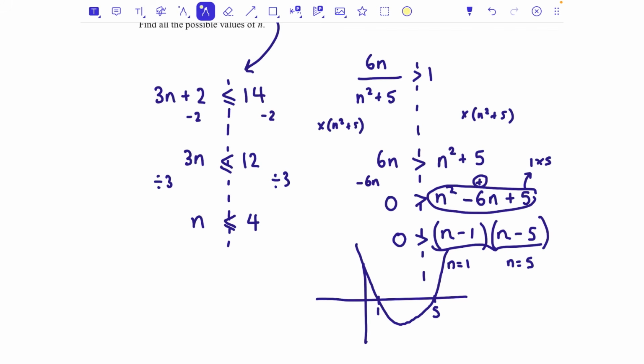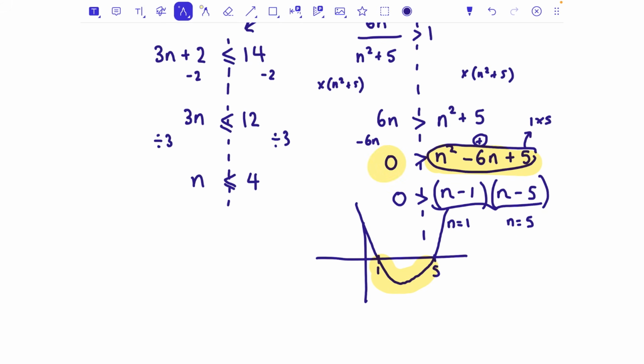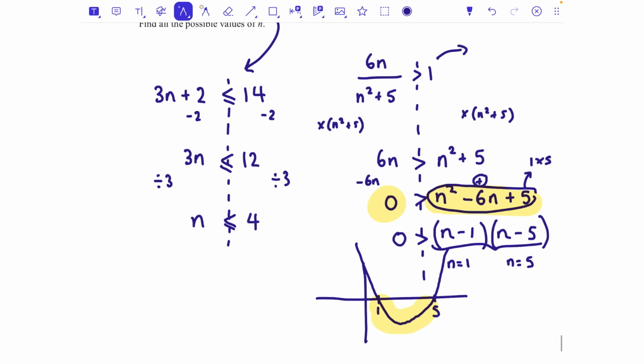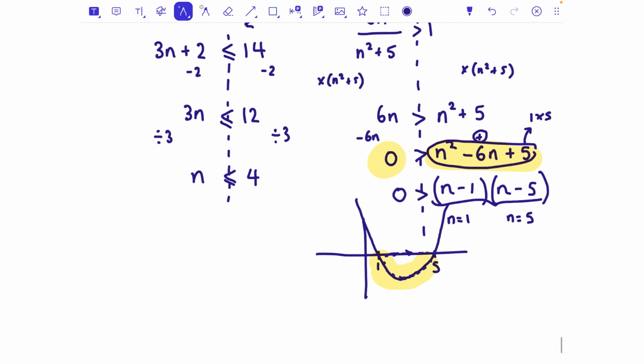Where is that quadratic less than 0? Well, here it equals 0 on that axis. So this part underneath, this is the part where the quadratic is less than 0. So I know that this inequality is solved when n is bigger than 1 and less than 5. As long as I'm looking at these values here, the quadratic is less than 0, it's negative.